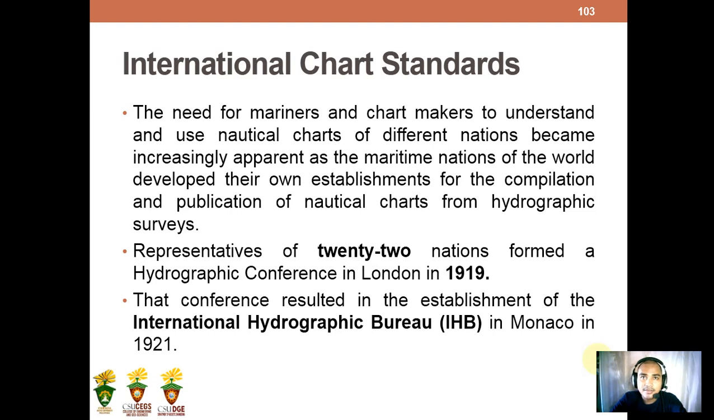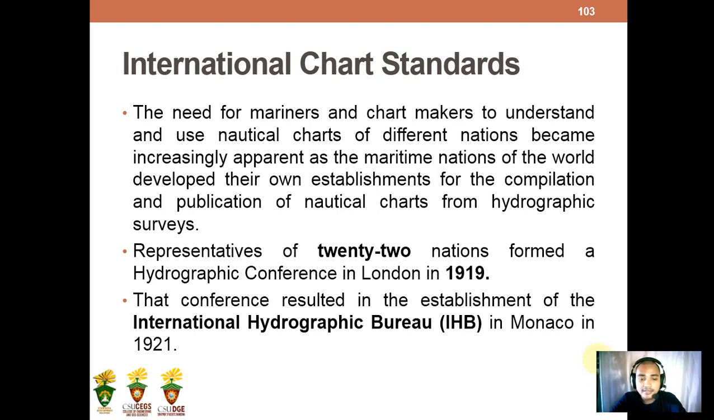Since they also want a benchmark or a reference when establishing nautical charts in their locality, they needed charts in the different nations. So a conference happened in which representatives of 22 nations formed a hydrographic conference in London in 1919. The conference resulted in the establishment of the International Hydrographic Bureau or IHB in Monaco in 1921.